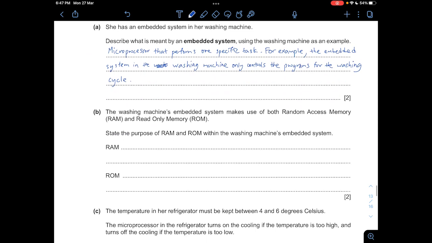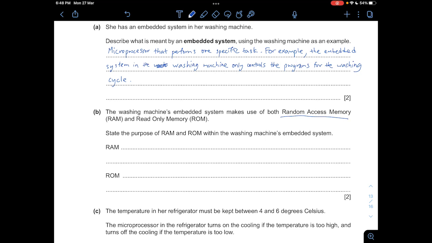And then the washing machine embedded system makes use of both RAM and ROM. Random access memory is volatile memory, whereas ROM is non-volatile, which means that for random access memory, if you turn off the device, your data will be immediately gone. But for read-only memory, the data will be stored for a very long time.